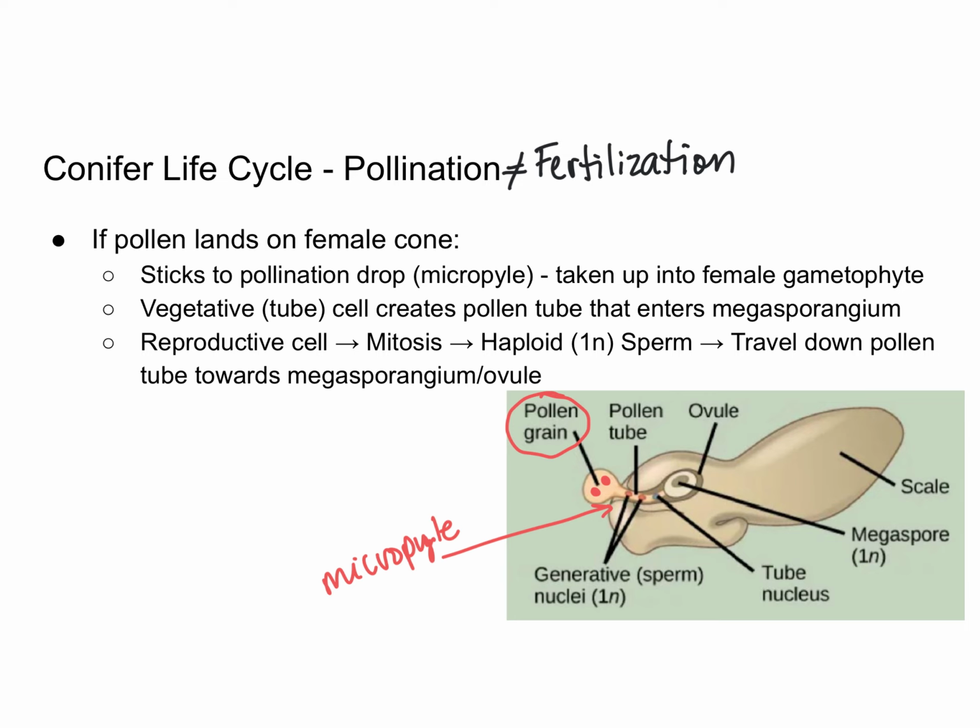So the vegetative cell is going to start creating this pollen tube here to deliver the reproductive cell to the ovule. And this is where the female gamete is. The reproductive cell in the pollen grain is going to go through mitosis to form the male gamete, which is a haploid sperm.